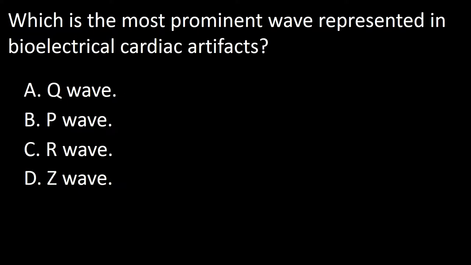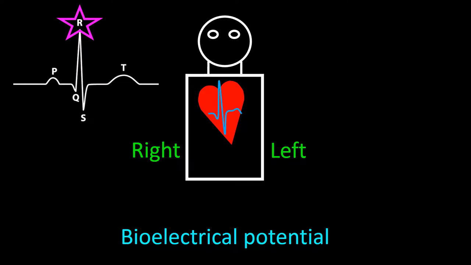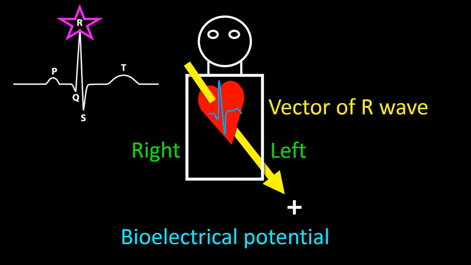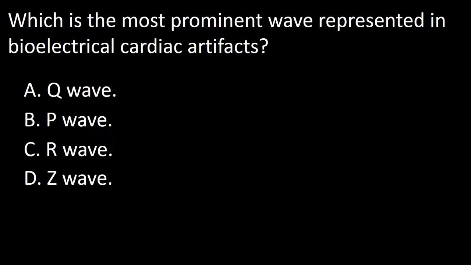Next question. Which is the most prominent wave represented in bioelectrical cardiac artifacts? A. Q wave, B. P waves, C. R waves, D. Z waves. R wave is the most common wave represented in bioelectrical cardiac artifacts. The potential vector created by R wave is positive in the left side. So the answer to this question is C.